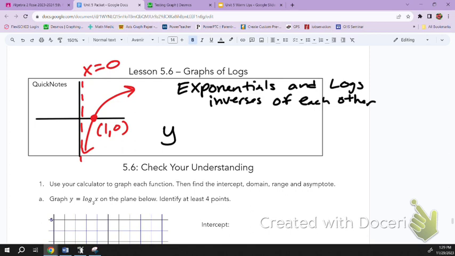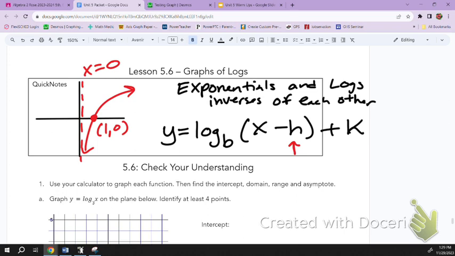Exponentials and logs are inverses of each other. Just like with all the functions that we've studied this year, we could shift this left or right and up and down with an h and a k value. Remember, h is left and right, and k is up and down.